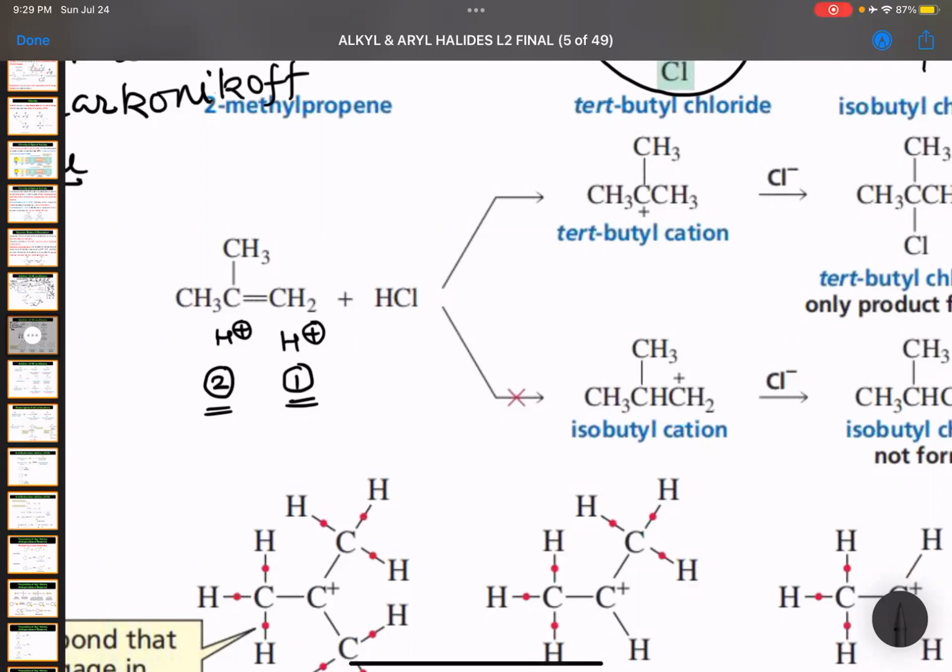Yeah, Pavitra, Darshan, tell me. Is it pathway 1 or pathway 2? Which is more favorable, Samaira? Pathway 2.